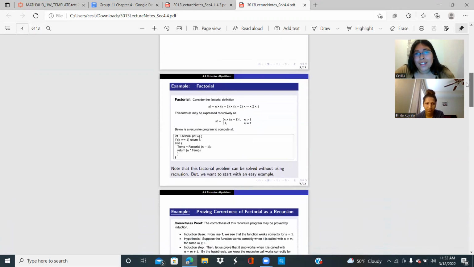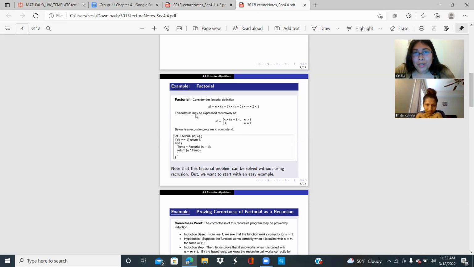So in this example of factorial, consider that the factorial definition is n!, which equals n times (n minus 1) times (n minus 2) times and so forth, down to 2 times 1. I'm not sure if I'm reading that right. I think it's times. Yeah, okay.